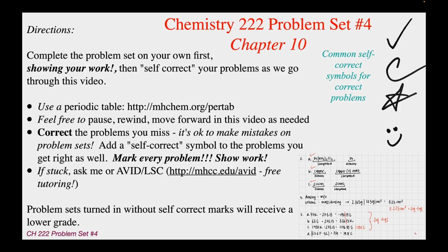You should put marks next to the problems that you got right, like one of the self-correct marks there on the right, and also self-correct the problems that you miss. So cross out your old answer, put the right answer in, stuff like that. If you turn in a problem set without any self-correct marks, you will not get full credit. But if you turn in a problem set where every problem has been self-corrected, even if you get every problem wrong, you will still get full credit. So try things. All right, I want you to try things and see how these work out.